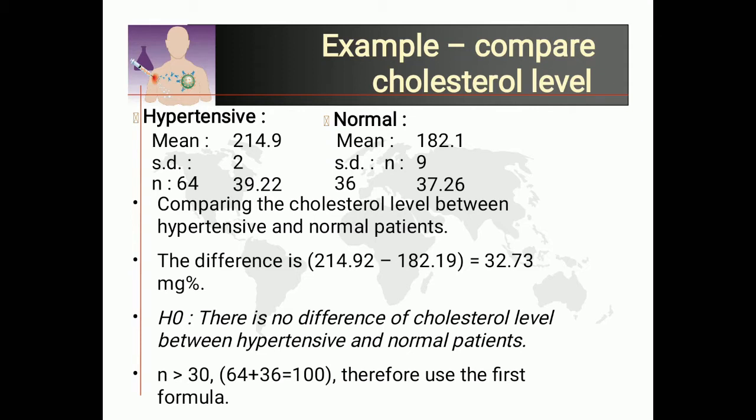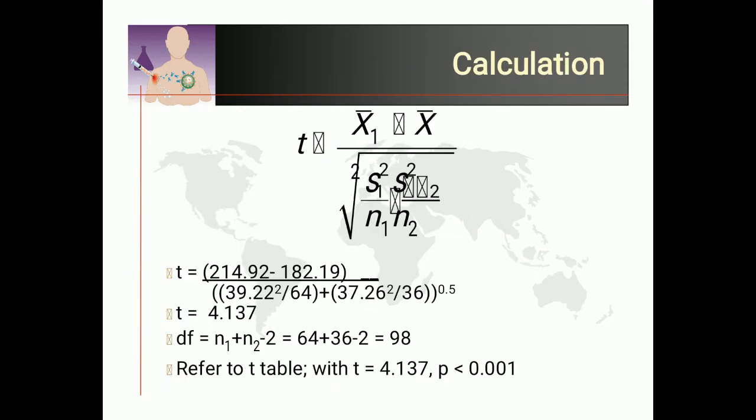H0 stands for the null hypothesis: there is no difference of cholesterol level between hypertensive and normal patients. The number of patients is more than 30, because n equals 64 for hypertensive and n equals 36 for normal patients, so the total is 100. Therefore we use the first formula, because the number of patients is more than 30. So t equals x1 bar minus x2 bar upon the square root of s1 square by n1 plus s2 square by n2.